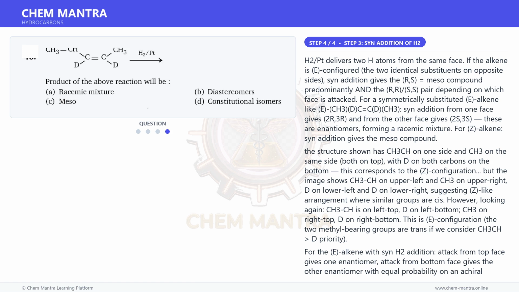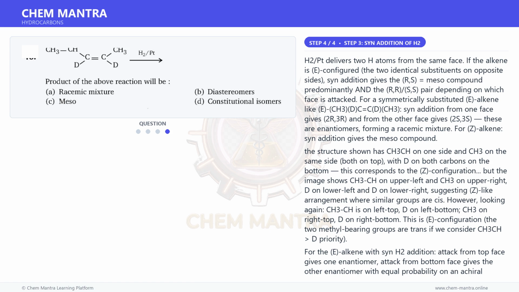For a symmetrically substituted E alkene like E-CH3-CD=CD-CH3, syn addition from one face gives 2R,3R, and from the other face gives 2S,3S. These are enantiomers, forming a racemic mixture. For a Z alkene, syn addition gives the meso compound.